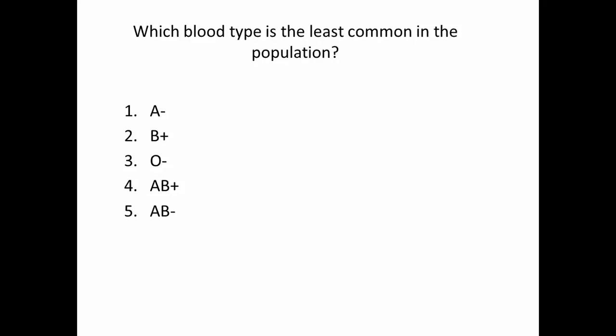Which blood type do you think is the least common in the population? And the answer is AB negative. So only about 0.6% of the population is AB negative. Other very uncommon blood types would be B negative, only 1.5%, and AB positive, 3.4%, followed by A negative, 6.3%, O negative, 6.6%, and B positive at 8.5%.